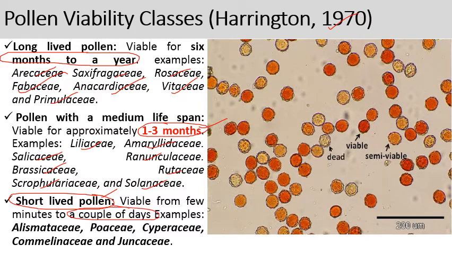We have examples of families like Alismataceae, Poaceae, Cyperaceae, Commelinaceae, and Juncaceae. These are some families whose pollen grains are viable for a very short time. So this was the classification on the basis of pollen viability, given by Harrington in 1970.